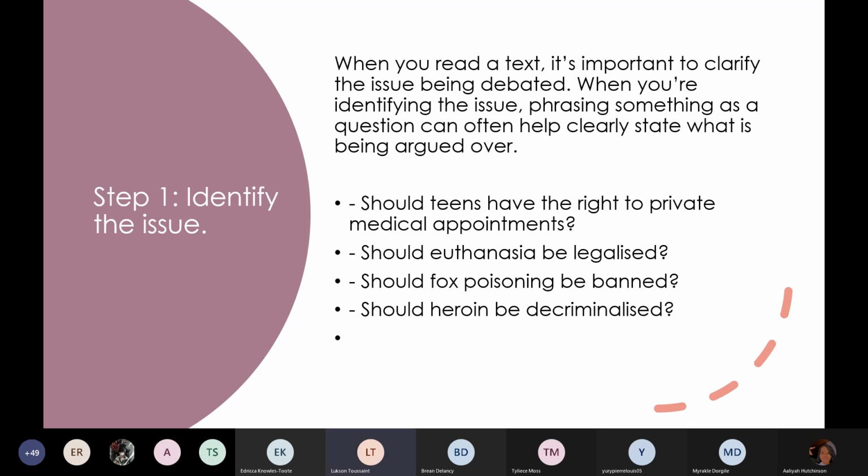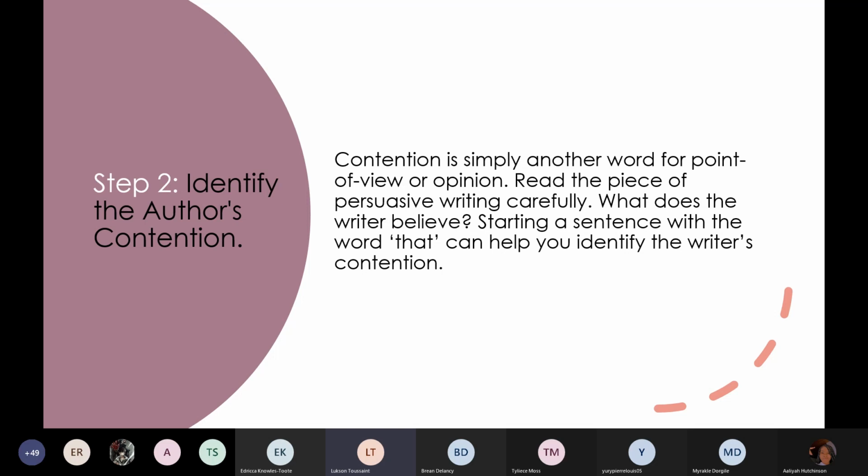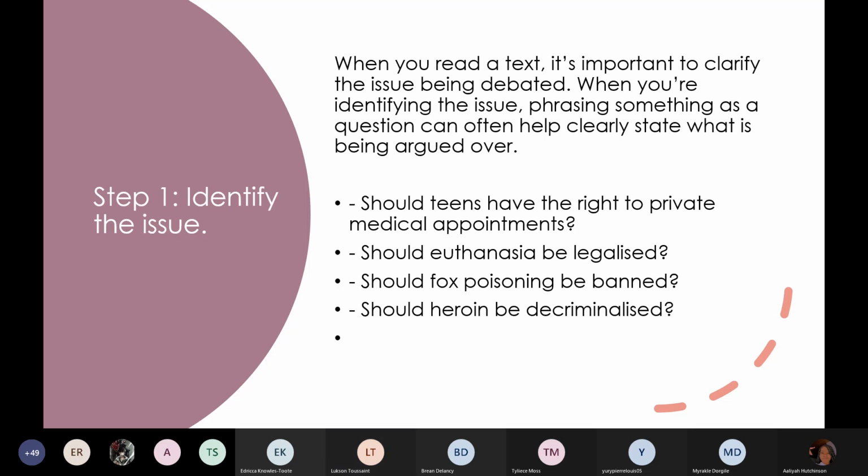So step one, we talk about identifying the main issue. Step two is identifying the author's contention. And can anyone tell me, what do I mean by the author's contention? If we are identifying the author's contention, what do I mean by that?